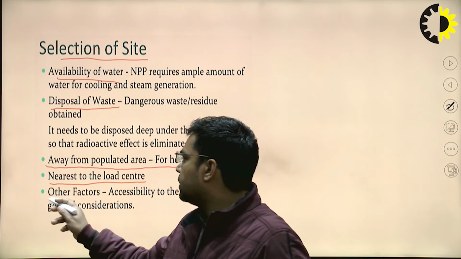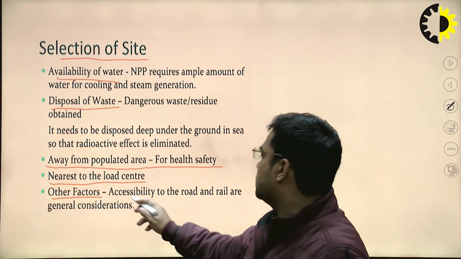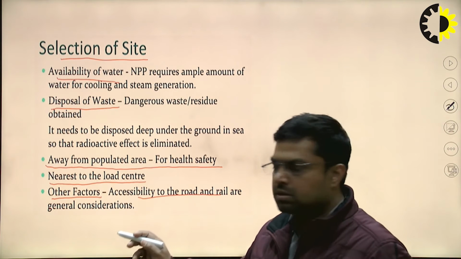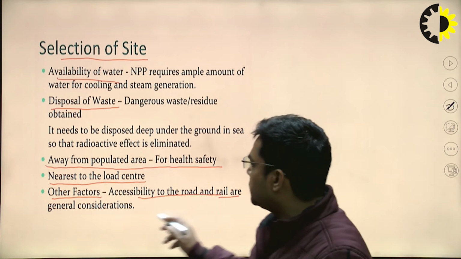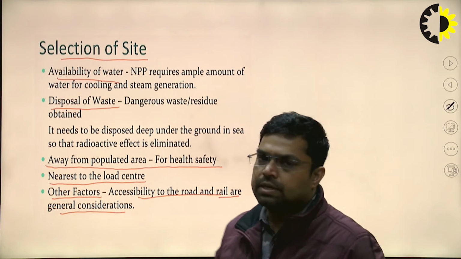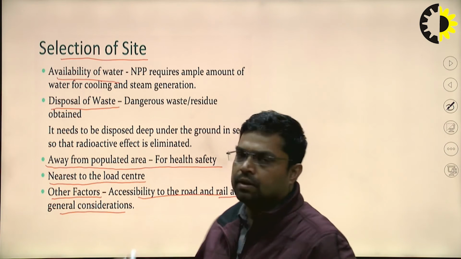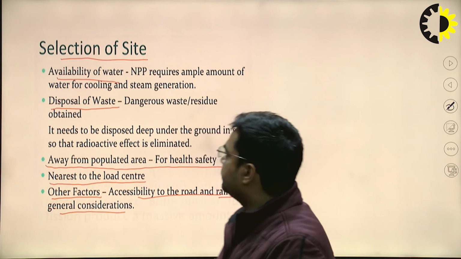There are other consideration factors, such as accessibility by road. The road should be accessible, and there should be rail facilities. These are the general considerations while designing a nuclear power plant.